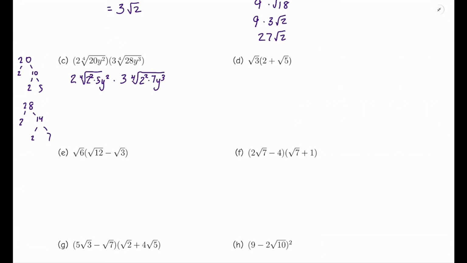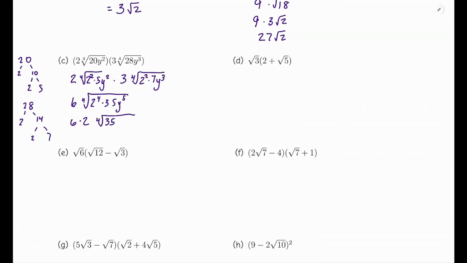Can't simplify anything, so I am going to just multiply across now. So 2 times 3 is 6. Fourth root. 2 squared times 2 squared is 2 to the fourth. 5 times 7 is 35. Y squared times y cubed is y to the fifth. And then this becomes 6 times 2, fourth root of 35.